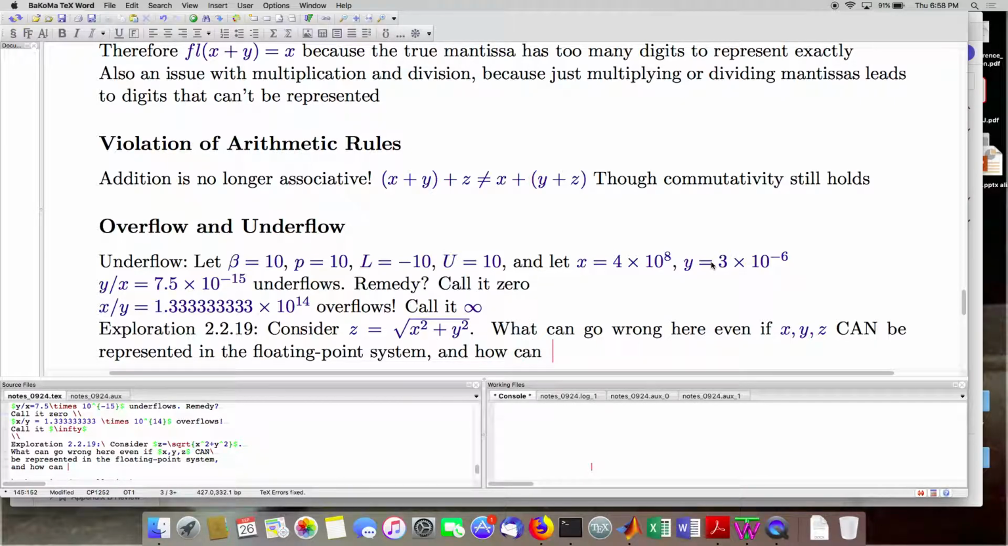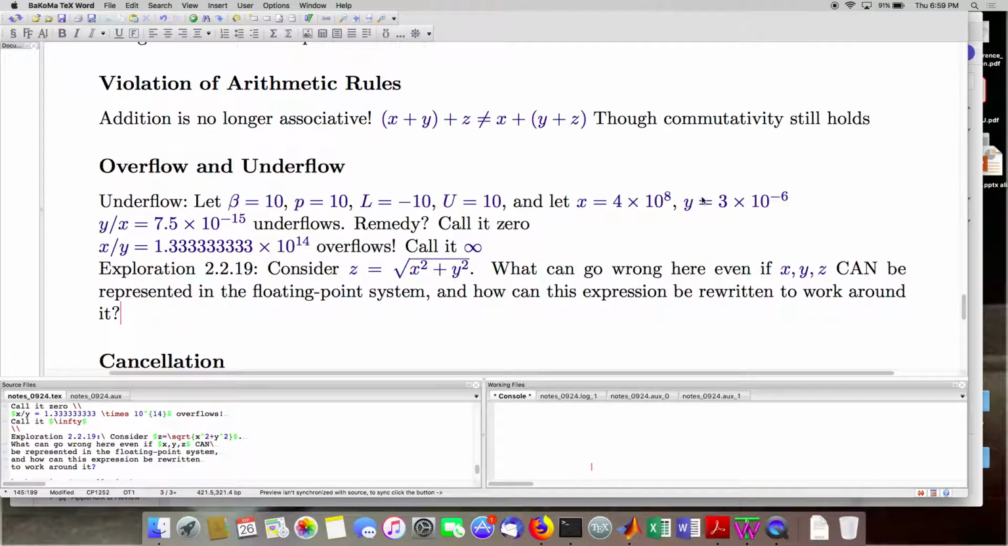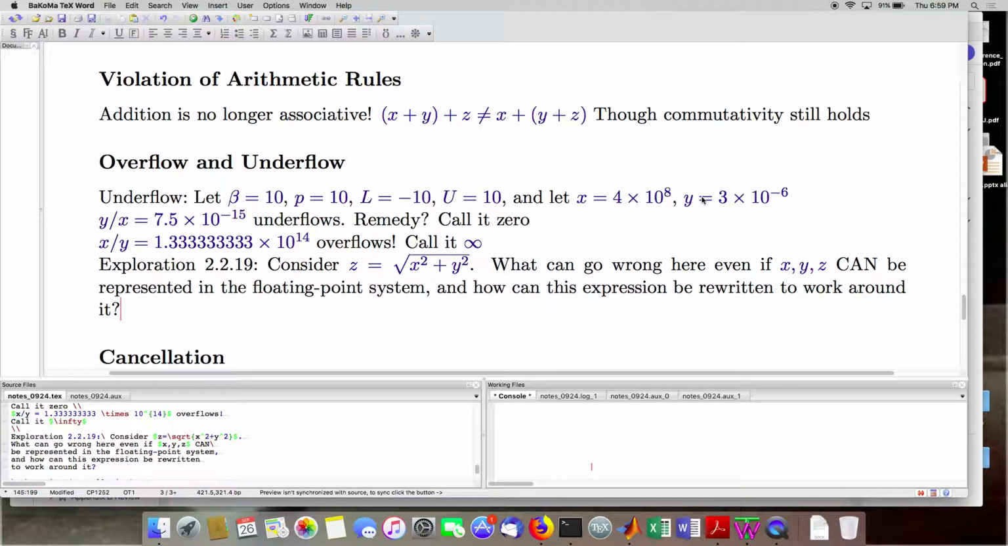How can this expression be rewritten to work around it? There are certain cases, especially when you have numbers that are close to the limits of what's representable, like a number close to the upper limit in magnitude or close to the smallest representable number. Those numbers are okay because they're still within the bounds. But then there are certain operations you perform on them that send them out of bounds.